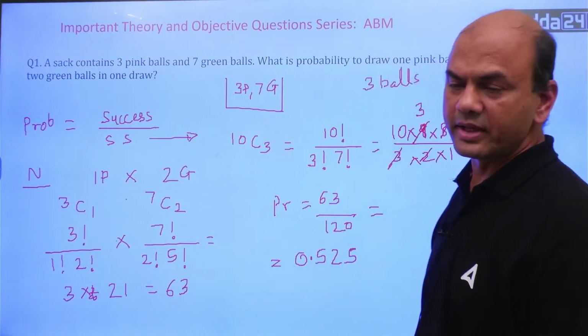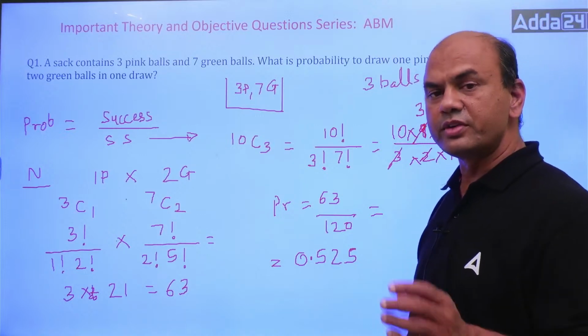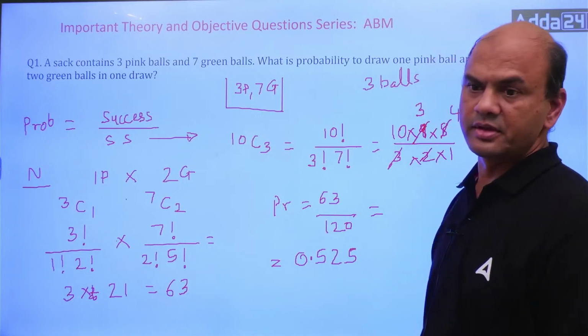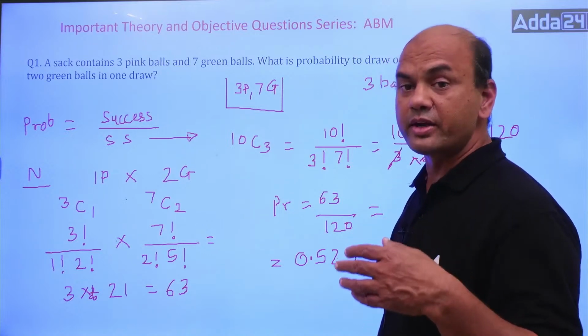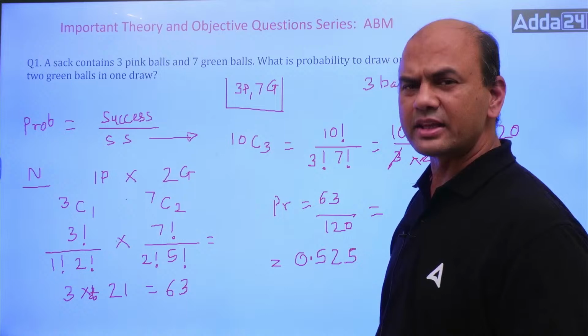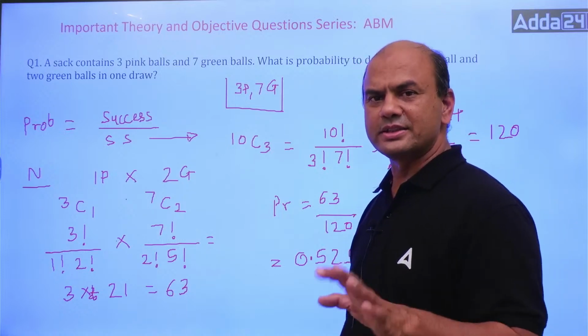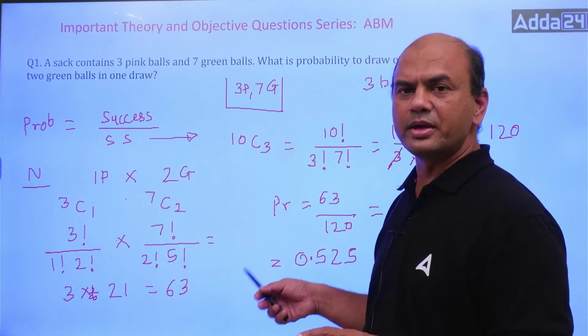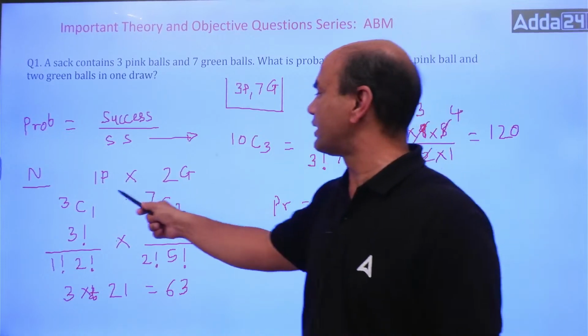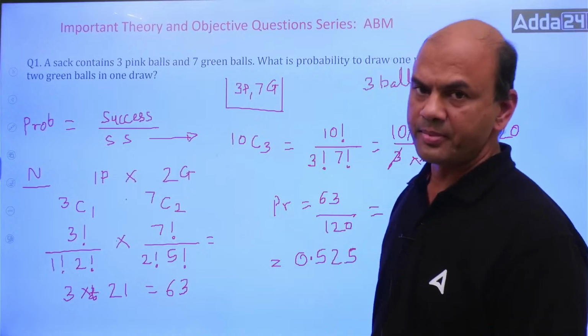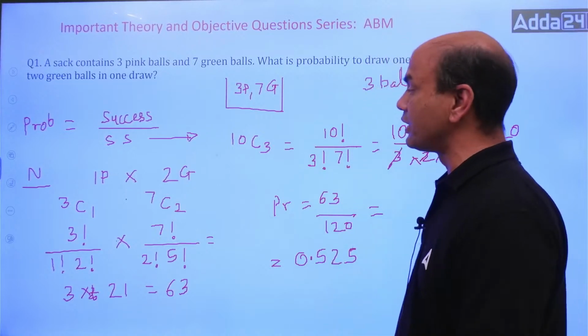Always when you solve any probability problem, always focus on the denominator first, because that is easier to find out. Success is very difficult to find out. In our life also, right? Success is difficult to find out. Denominator is easy to find out. Now let's look at success. What do I want? 1 pink and 2 green balls. Now try to solve this.